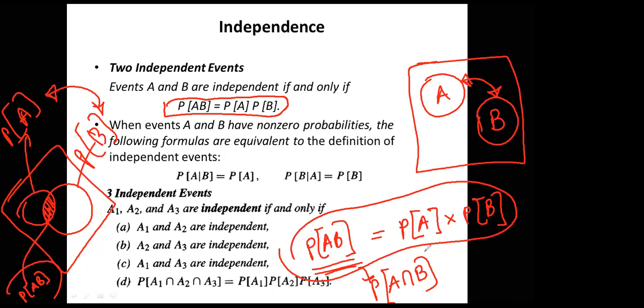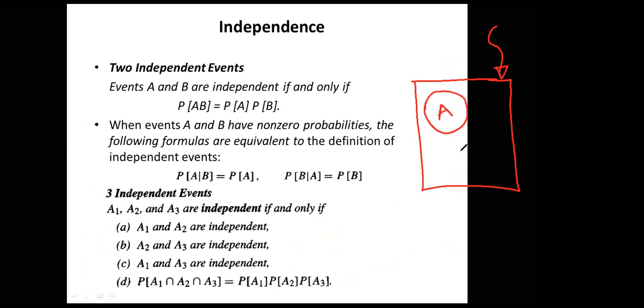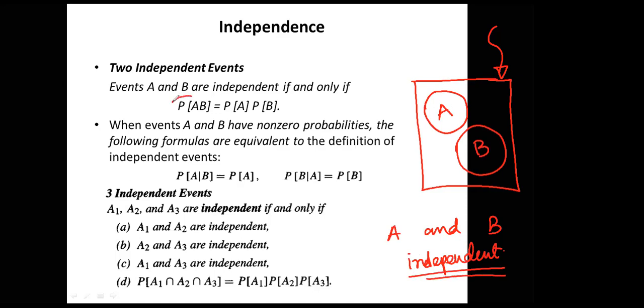Is it clear? Yes, sir. Can you repeat again? Look at one thing. I have a universal set, and within the universal set I have an event A and an event B. Events A and B will be independent only when probability of AB is equal to probability of A multiplied by probability of B. This is the condition for two independent events.